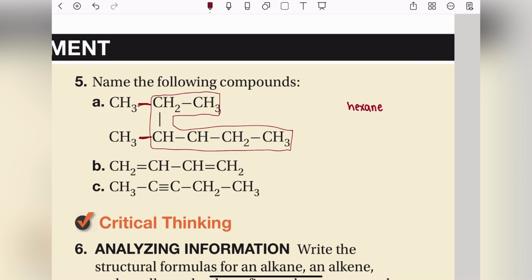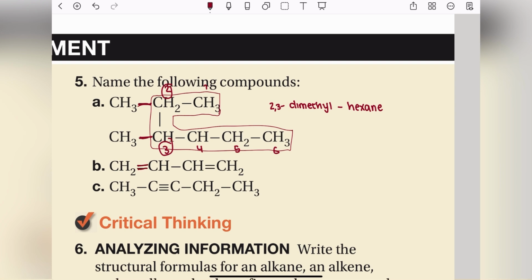The 2 alkyl groups are methyl groups, so dimethyl will go to the front, and let's number the parent hydrocarbon now. 5 and 6. The 2 alkyl groups can be found on the second and the third item in the parent hydrocarbon, so 2,3-dimethylhexane. 5B.